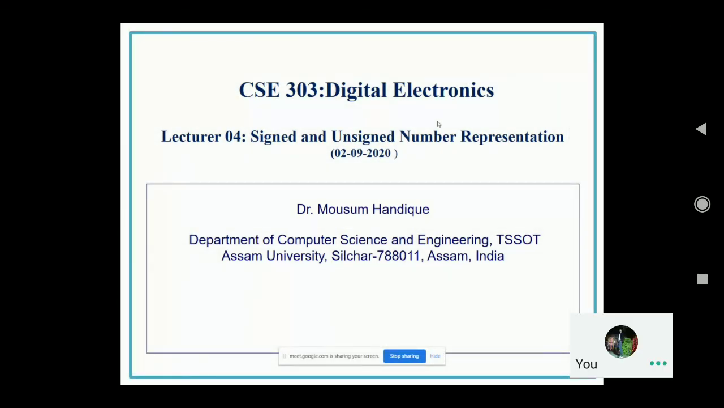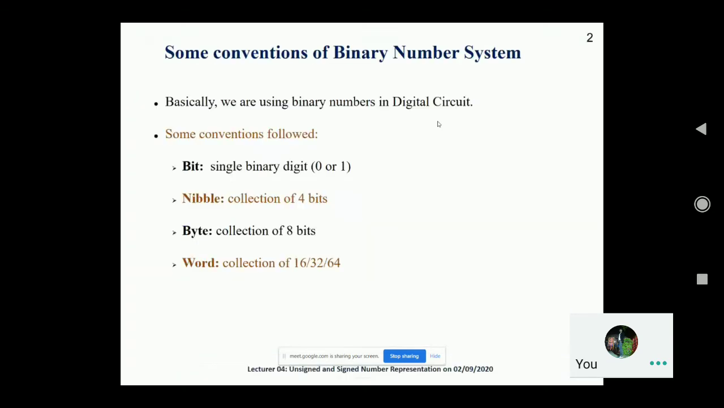Now we are going to discuss different types of number representation. One is called signed and unsigned number representation. Why does this concept come up? When we are talking about a numbering system, some particular numbers follow some sign symbol. So how can we understand whether this is a positive number or a negative number?